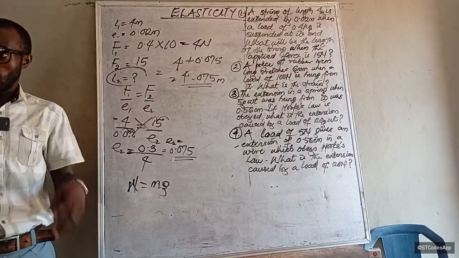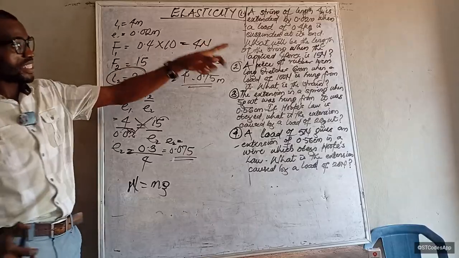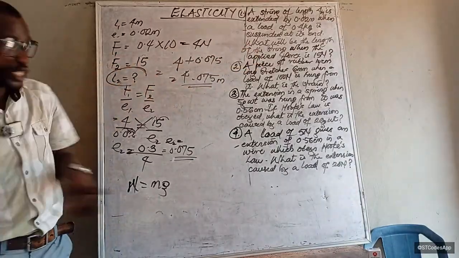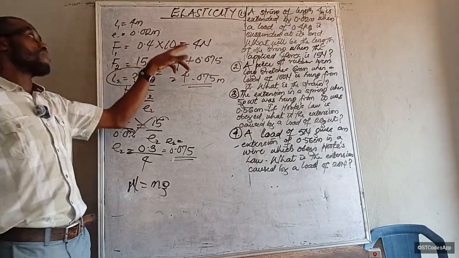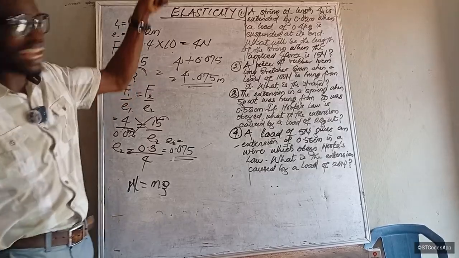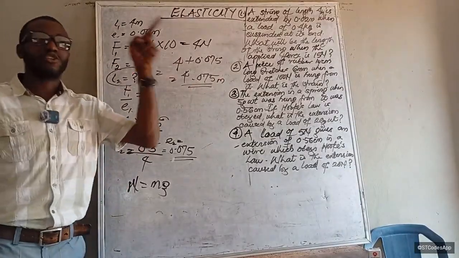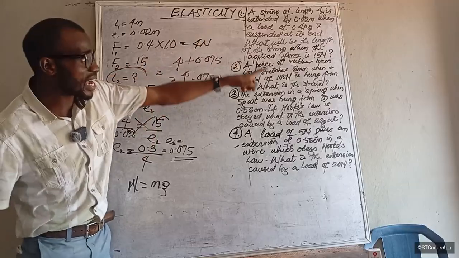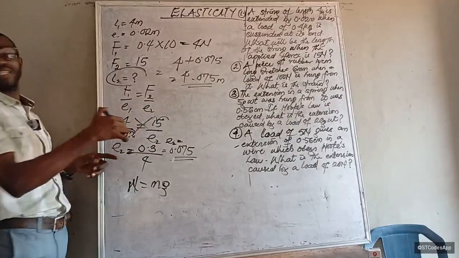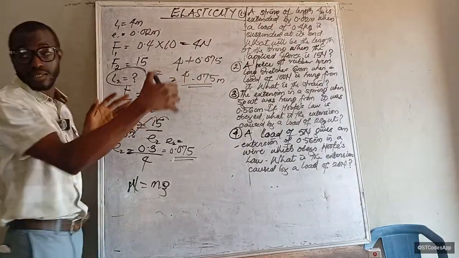Is it clear? Some questions might give you 9.8. You just multiply by the value you are given. But this question did not give us anything because it assumes that you know the value of g. So g is 10. Is it correct? You multiply, you get 4. Then from here, it says what will be the length? It's not the extension it is asking us, it's the new length of the string when the applied force is now 15 newtons.